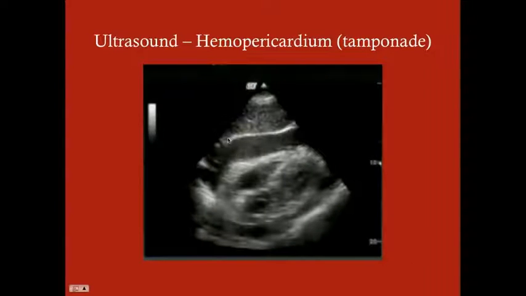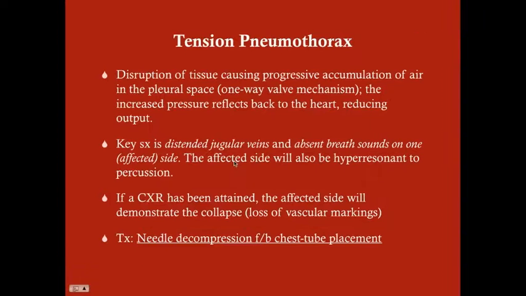It should just be, you may see a little bit of black space, but not this much. Okay, and then here's another one here. So you see hypoechoic space right here. And this is your left ventricle, right atrium here. Okay. So diagnose for tamponade on ultrasound.